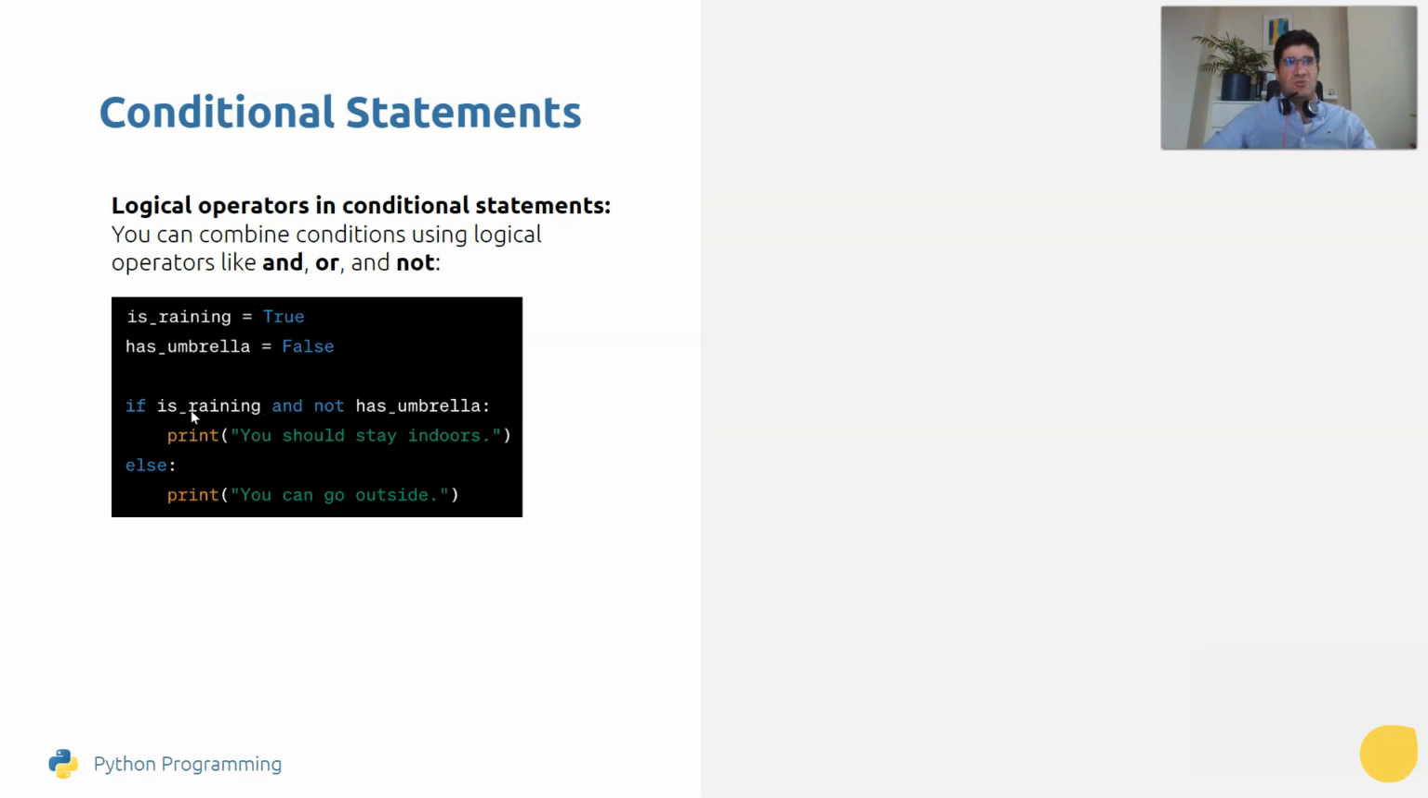Is_raining is true, and not has_umbrella: not will reverse the value of has_umbrella. So the reverse of false will be true. So this side is true, this side is true, and so and will return true if both sides have the true value. So the result of this condition will be true and it will run this statement.